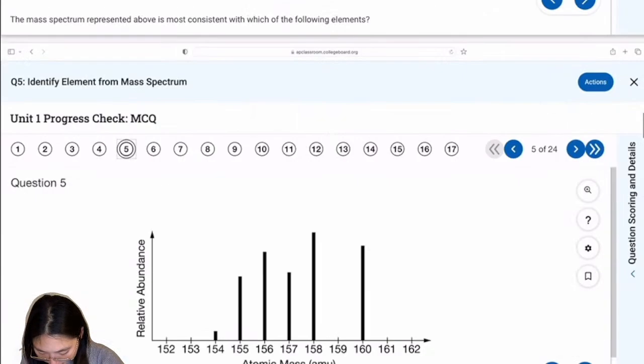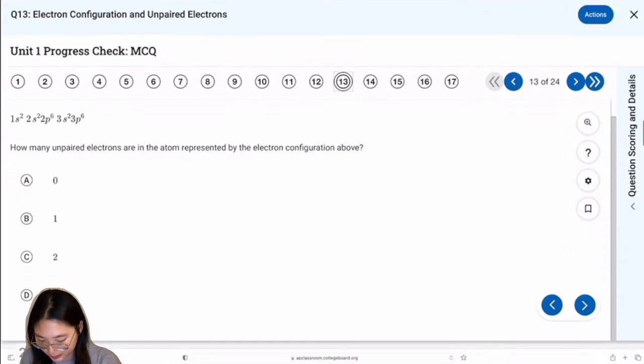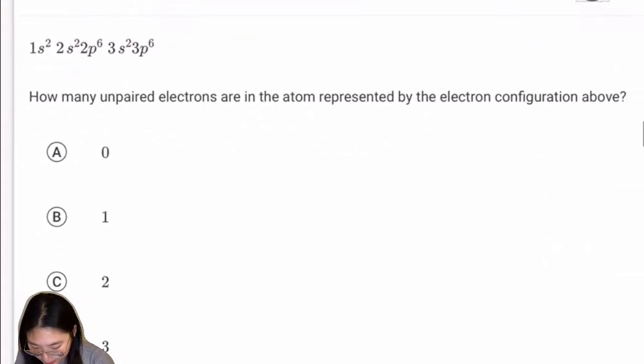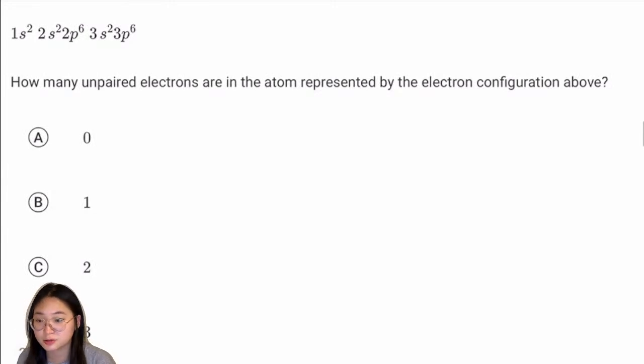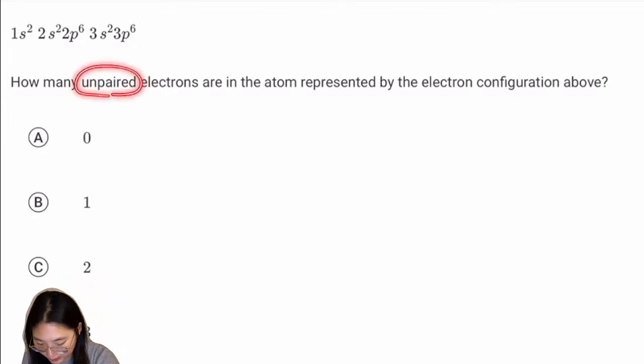Okay, so I don't think I have time to go over everything, but I can go over a few of the questions here. So let's see this one: 1s2, 2s2, 2p6, 3s2, 3p6. How many unpaired electrons are in the atom represented by the electron configuration above? Well, you don't even have to know which atom this is. It's just asking for the unpaired electrons.